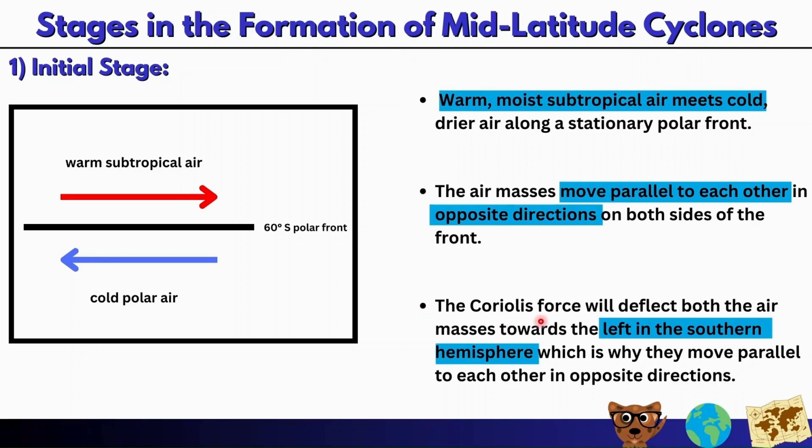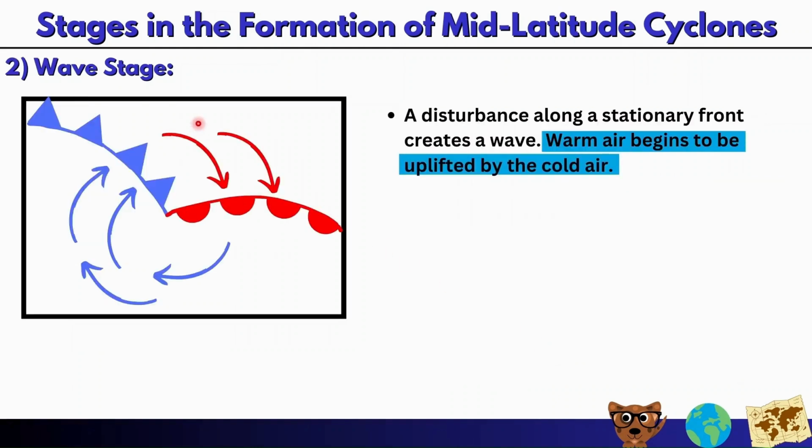The Coriolis force will deflect both the air masses towards the left in the southern hemisphere, which is why they move parallel to each other in opposite directions. Now we look at our second stage, which is known as the wave stage. As we can see in the diagram, there is a cold front and a warm front, and you can obviously see it is in the shape of a wave.